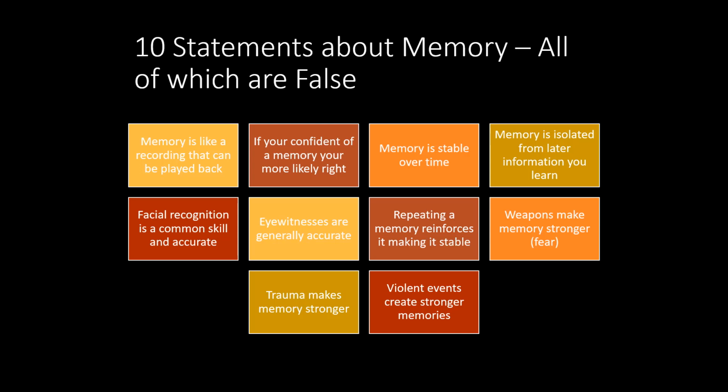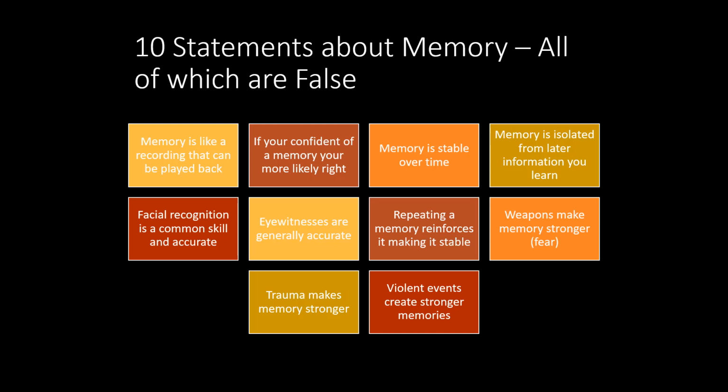Here's a big one. Trauma makes memory stronger. Absolutely false. There have been horrific cases of absolute violation of human beings, like rape, and it doesn't make the identification stronger just because someone went through that experience. Violent events create stronger memories. Not true.